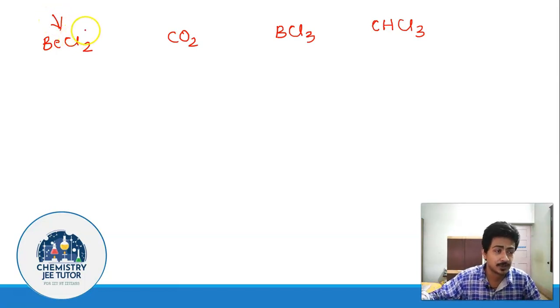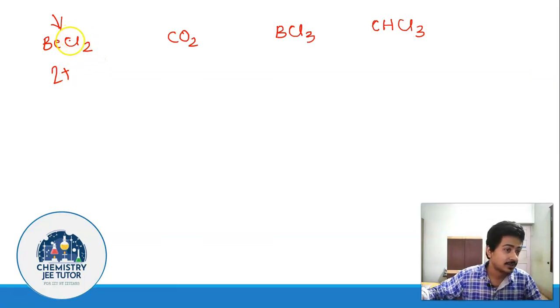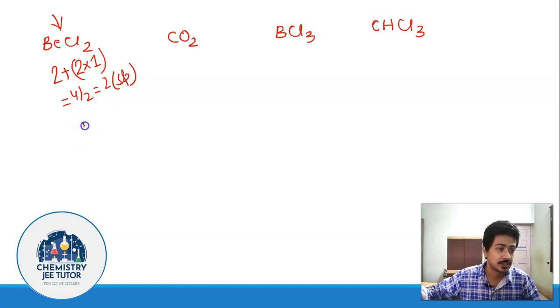BeCl2. How to do BeCl2? Hydrogen, helium, lithium, beryllium. So beryllium will have 2 electrons in its valence shell. Chlorine is again a monovalent species, so it will be 2 into +1. So it is going to be 4. 4 by 2 is 2. That is going to be sp hybridized with a linear structure. So it is going to be somewhat like this.